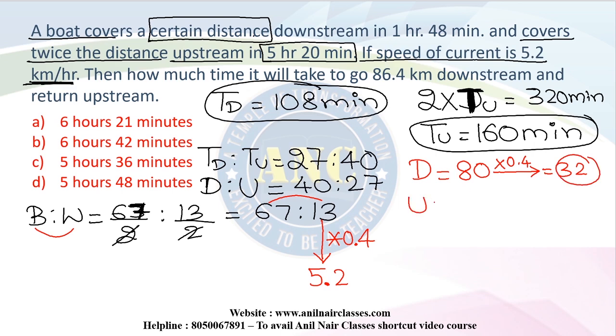Similarly, upstream speed is nothing but B minus W. 67 minus 13, it is 54. Multiply 54 also by the same multiplying factor 0.4. 54 into 4 is 216, so 54 into 0.4 is 21.6, right? 21.6. What is the question they are asking you?